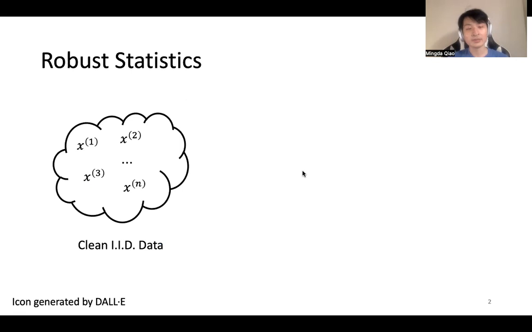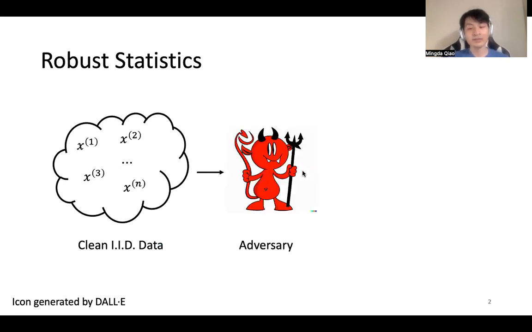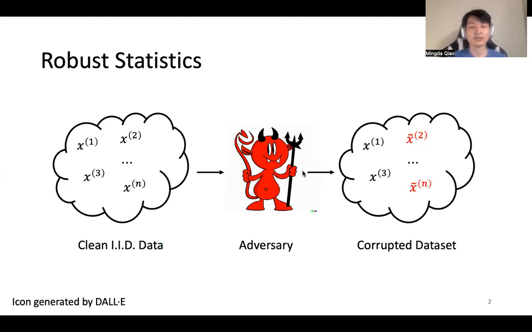So the following is a typical pipeline for robust statistics. At first, a clean data set is drawn, and each data point follows some underlying data distribution independently. Then, an adversary examines this data set and replaces a small fraction of the data points arbitrarily. Our algorithm only has access to this corrupted data set and wants to recover some property of the underlying data distribution.